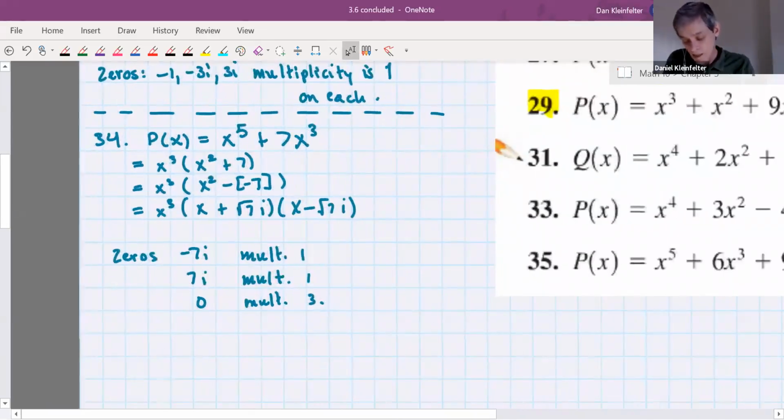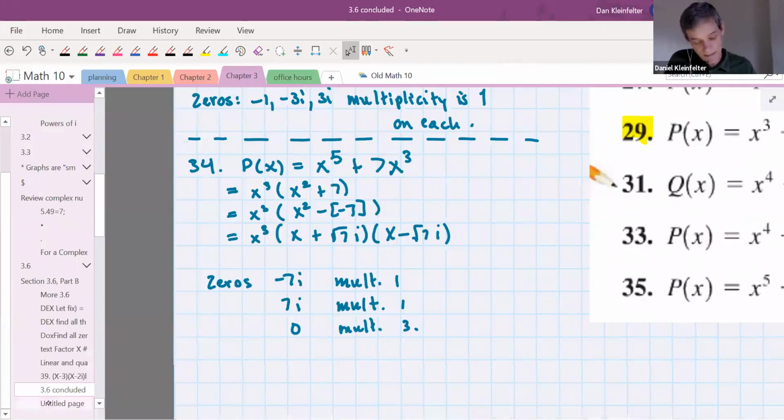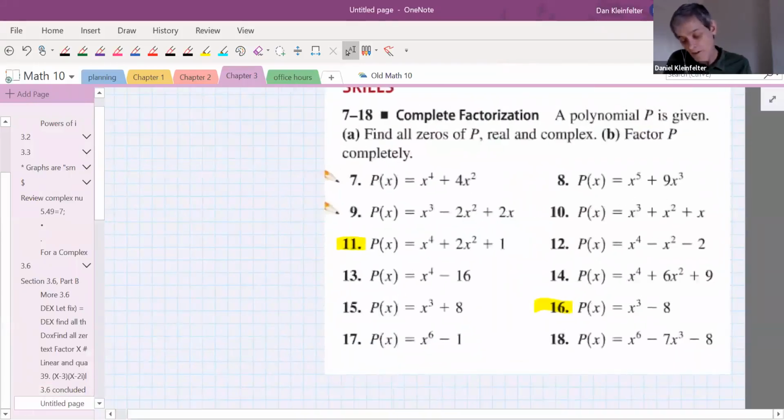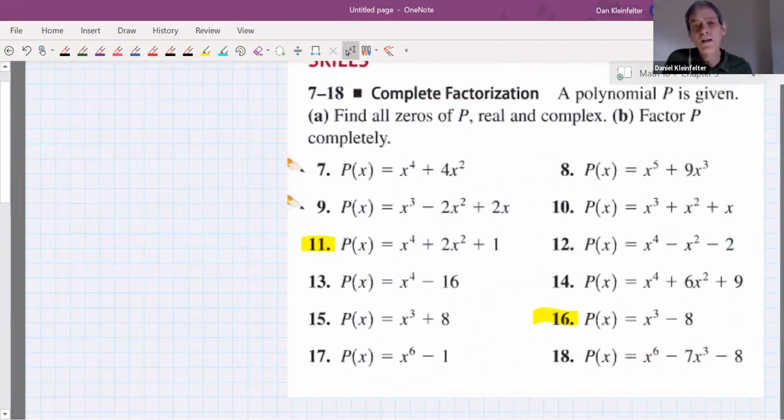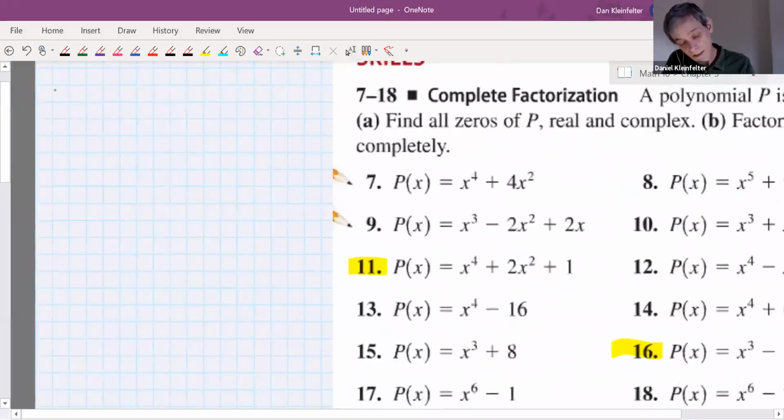All right. Okay, so on to our last set of examples for this. In this one, we're factoring. It says a polynomial p is given. We're going to find all the zeros of p, real and complex, and then factor completely. So we'll be doing that once again. So here, we'll do number 11. It says p of x is x to the fourth power plus 2x squared plus 1.